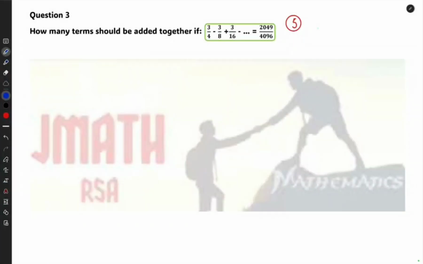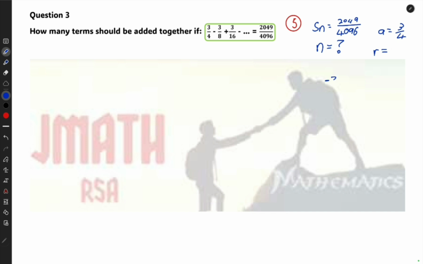Question 3. How many terms must be added to give that answer? Okay, so I now know what SN is, 2049 over 4096. I'm asked to work out N. I know A is equal to 3 over 4, and then R would be term 2 divided by term 1.